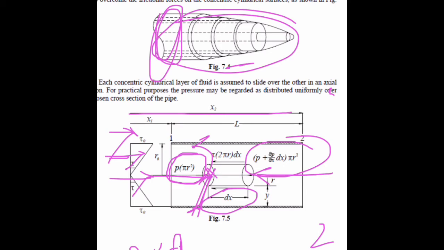After simplifying the above equation, the P pi r square terms will be cancelled, and we will get shear stress tau equal to del P by del x into r divided by 2.